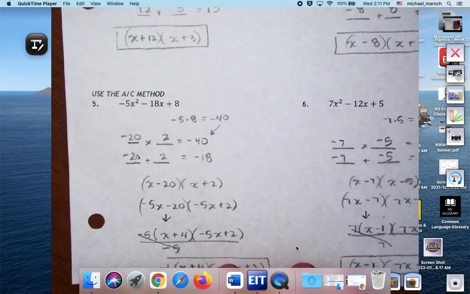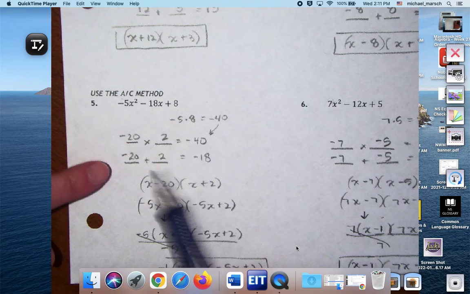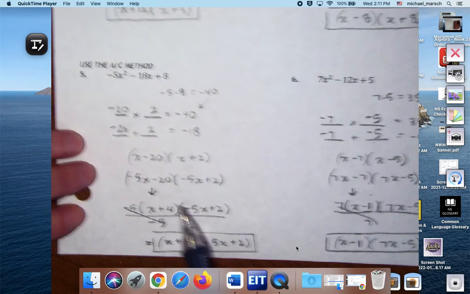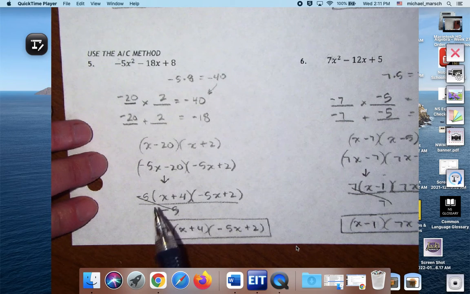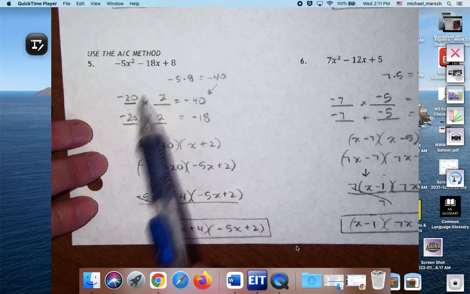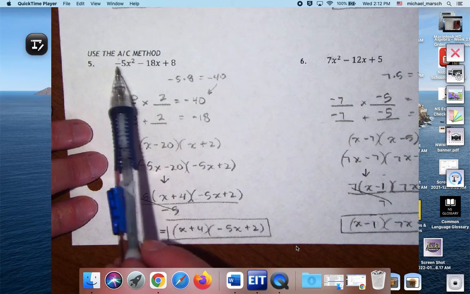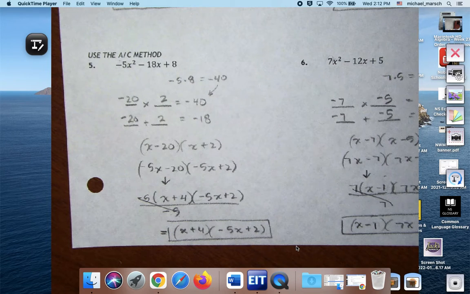Number 5 is AC method. So I multiplied A and C and I got negative 40 and negative 18. I found that that was negative 20 and 2. I put the 5 in here, the negative 5. And then I have to take the negative 5 out because I'm going to end up dividing by negative 5. I had quite a few people ask me about that. Remember, your last step is to divide by A, and you want them to cancel. So you have to take out whatever this is, or hope that that's the case that you can take that out.